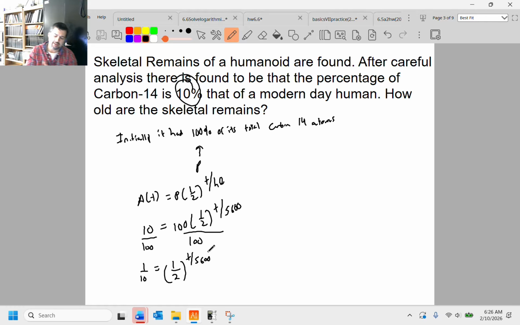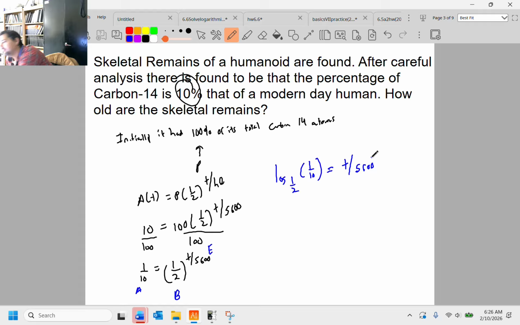There are lots and lots of ways of doing this one. Let's just stick with what we know. Let's do log as base for now, and the next one I'll do something else. So I have a base, I have an exponent, which means I have an argument. A log whose base is 1/2, all right, whose argument is 1/10, is equal to T divided by 5,600. There's your setup. It ain't hard.